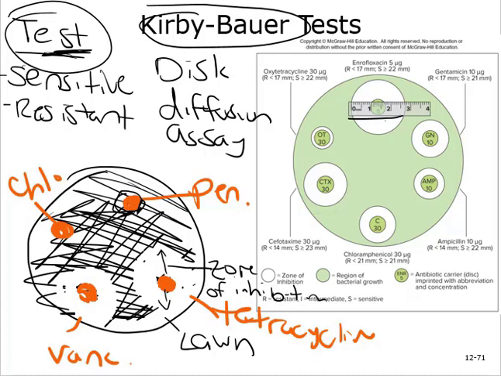If you have a really big zone of inhibition, like in this picture, it means the bacteria was very sensitive to this drug and the antibiotic has killed off a huge amount of the bacteria. Whereas if you see a really small zone of clearing, the bacteria were still able to grow around the drug, indicating the bacteria were very resistant to this antibiotic. So that's the first test, a Kirby-Bauer test.